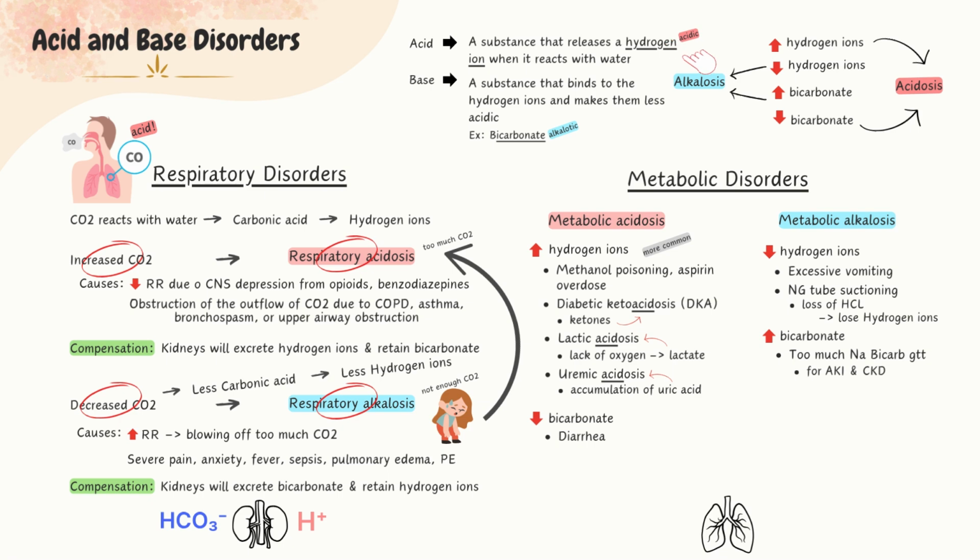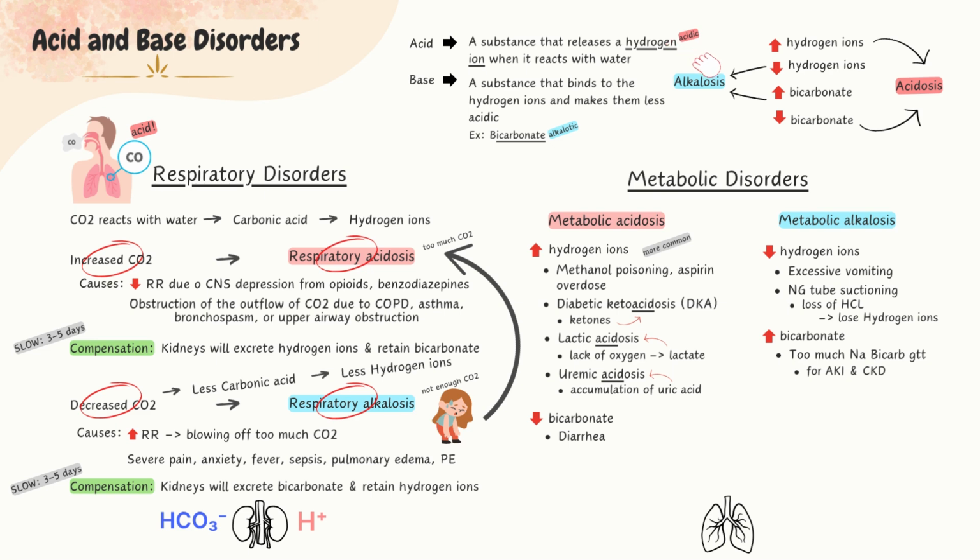The renal or metabolic compensation is a slow process. It takes 3 to 5 days to complete the compensation. A complete compensation means the pH has been normalized and that the patient is not in acidosis or alkalosis anymore.